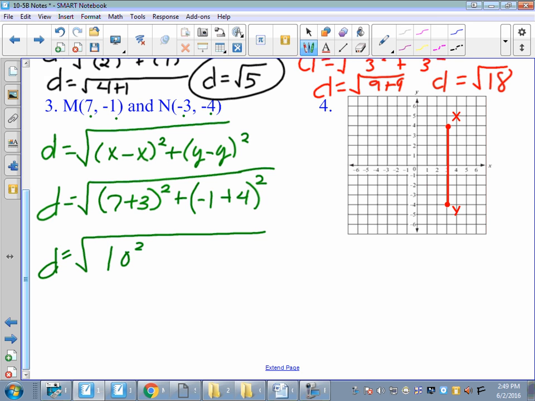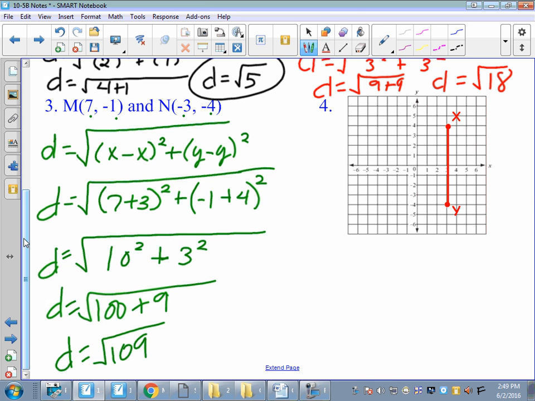Distance is equal to 10 squared plus 3 squared. Distance is equal to 100 plus 9. So my distance here is the square root of 109. And actually, I just recognized that up above I forgot to simplify. When I look at the square root of 109, I got to quickly look to see if there's any perfects living inside it. And I don't believe there are. But I forgot to do that up above. So for the square root of 18, I should have taken out a 9 and a 2. And so it should have been 3 root 2.